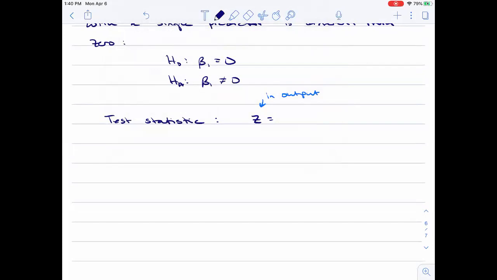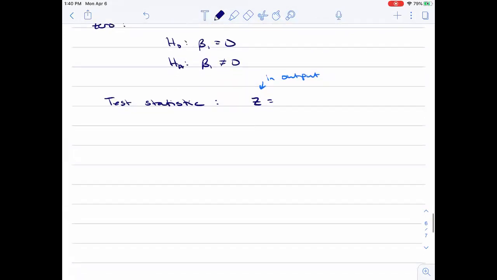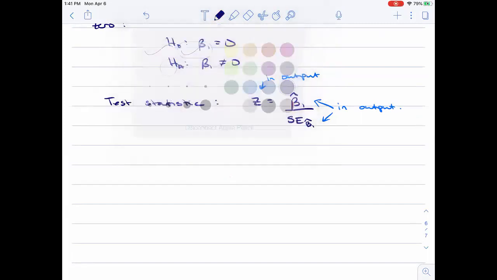So when you get your slope and your intercept estimates, beta 1 hat over the standard error of beta 1 hat. These are also in the output, though you don't actually need them, because the Z is actually in the output as well. So you can just use Z. Z follows a normal distribution centered on 0 with a standard deviation of 1, all that fun stuff.